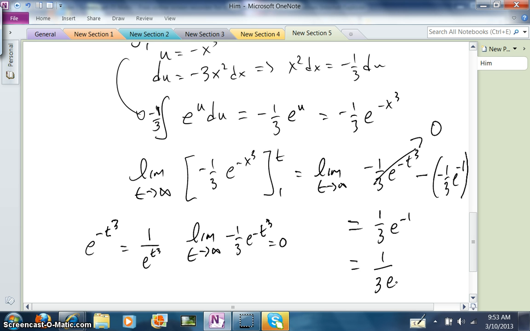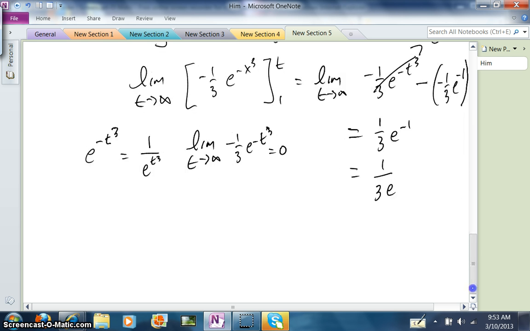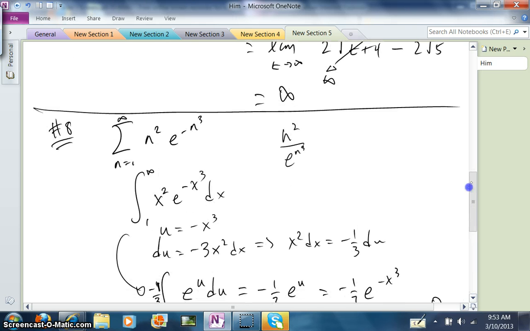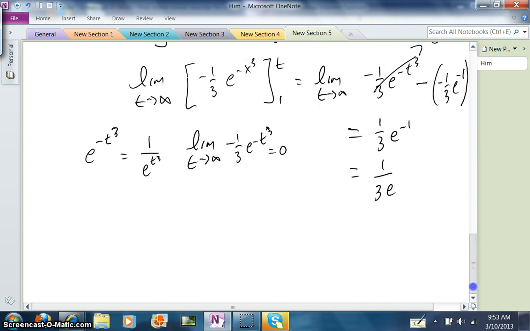Okay, and we don't really care too much about the value. What we really are interested in is if the original series converges, so the improper integral converges. So the series does too.